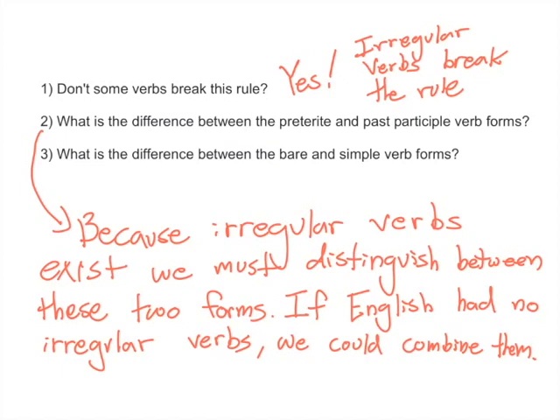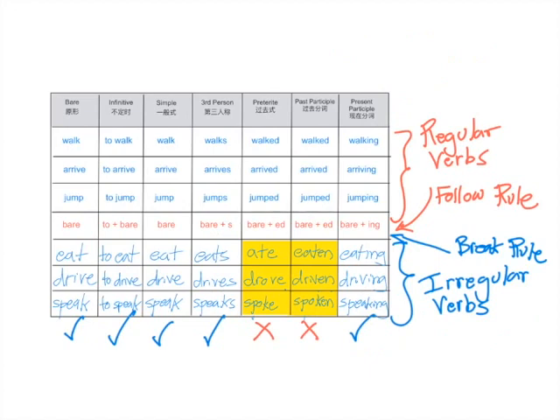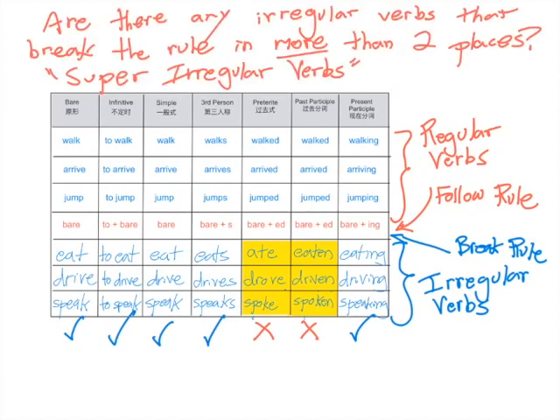Now, I want to leave you with a final question. We know irregular verbs break the rule in 2 places, the preterite and the past participle. But are there any irregular verbs that break the rule in more than 2 places? Are there any so-called super irregular verbs? Well, think about it. We will answer that question in the next video.